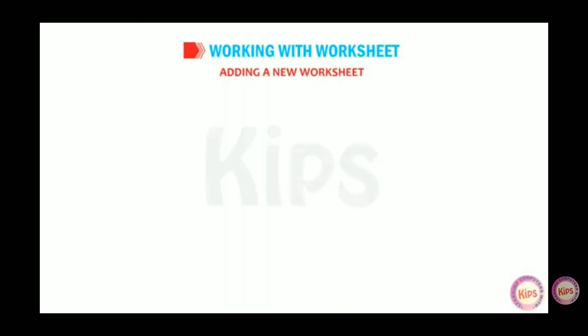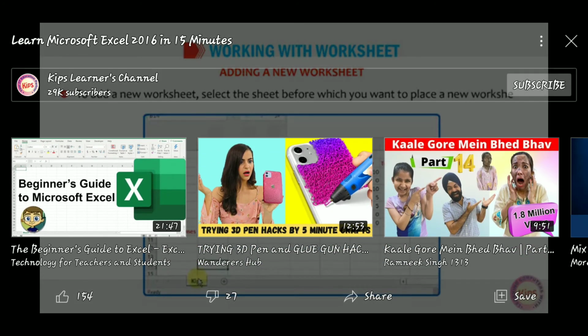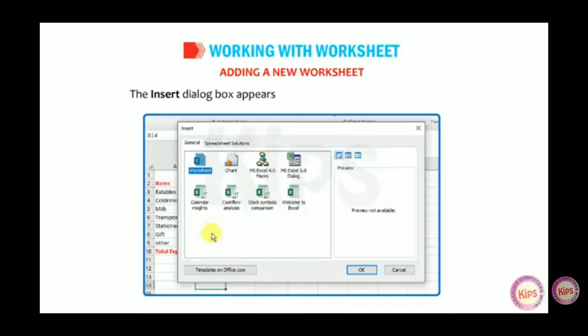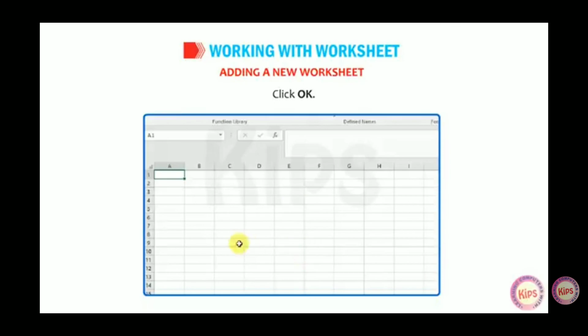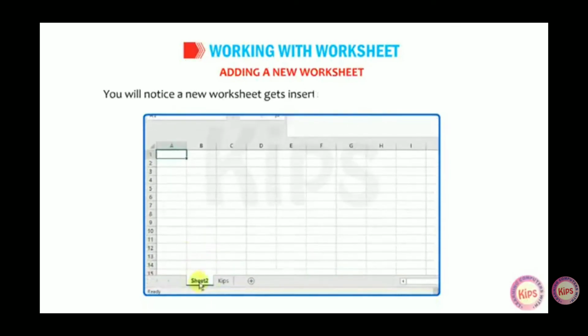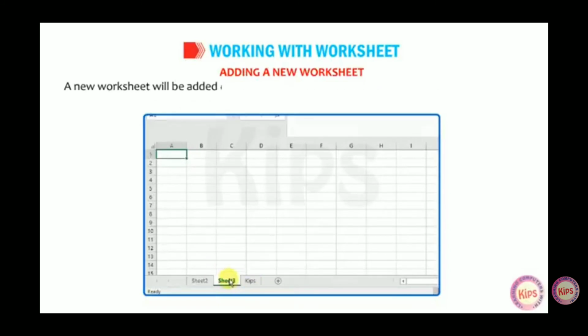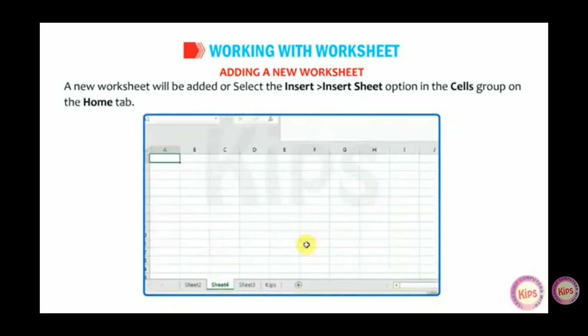Let us learn how to add a new worksheet. To add a new worksheet, select the sheet before which you want to place a new worksheet. Right-click on the Sheet tab and select the Insert option. The Insert dialog box appears with the Worksheet option selected. Click OK. You will notice a new worksheet gets inserted before the selected worksheet. Or click on the New Sheet icon present next to the Sheet tab. A new worksheet will be added. Or select the Insert, then go to Insert Sheet option in the Cells group on the Home tab.